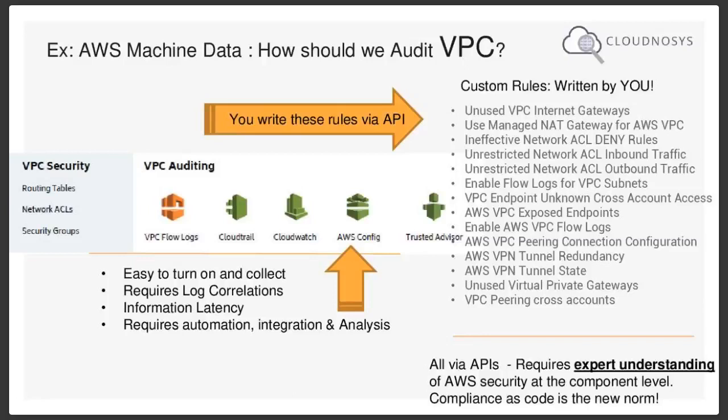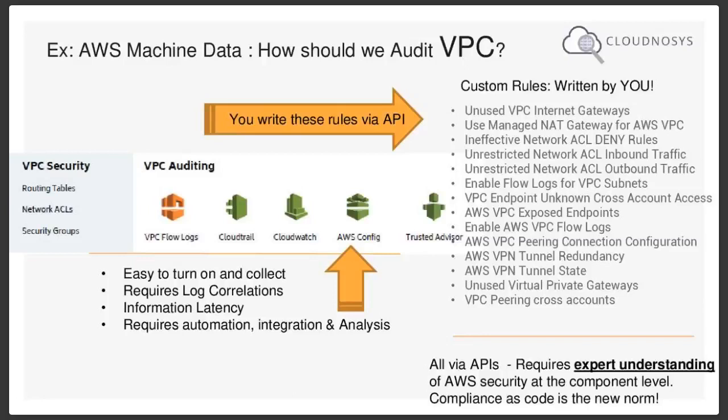Now, what's hard to do gives you a lot more data, and you can act on it very quickly. You can generate alerts if you write these API functions. For custom rules, these are the custom rules on the right-hand side for the VPCs that you need to write. Why do you need to write these rules? It's just an example of these rules, like unused VPC internet gateways, ineffective network ACL denial rules, unrestricted inbound traffic rules, outbound traffic rules, enable flow logs for the subnets, look at the VPC endpoints if they're exposed, and looking at things like tunnel redundancy, private gateways, and peering, cross-peering across accounts. All of these rules are best practices. These are control points that you need to analyze for your VPC and then develop a security posture, a compliance posture, and report on it.